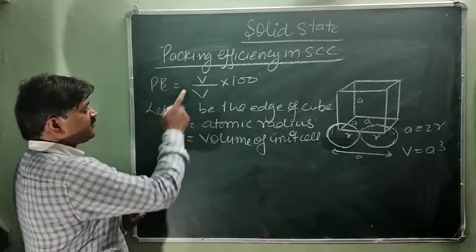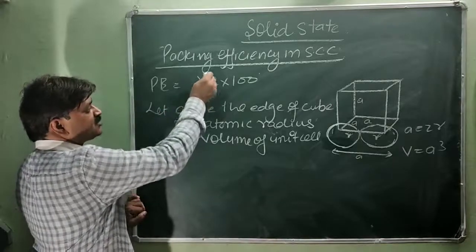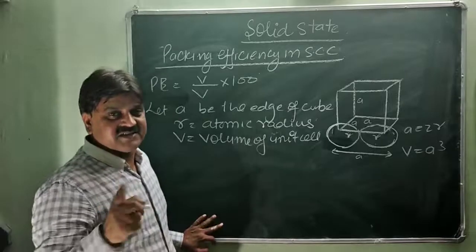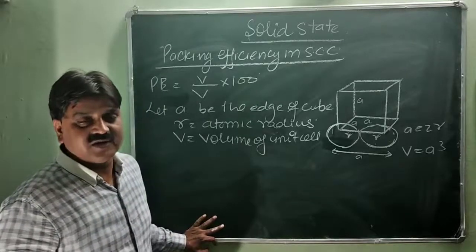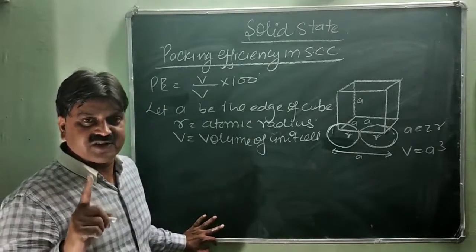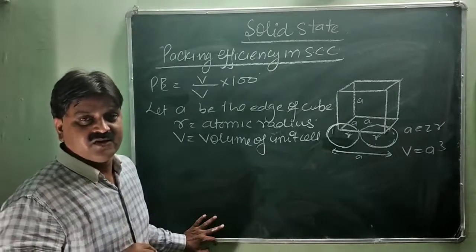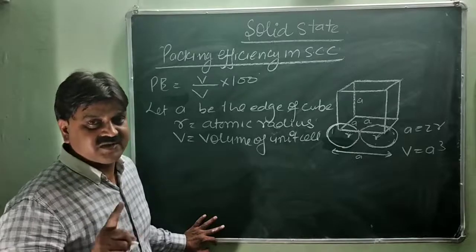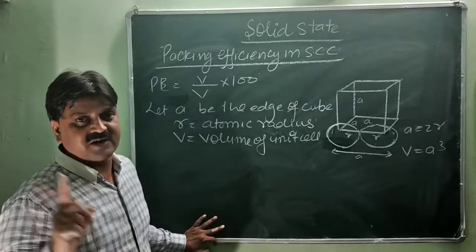Now, in case of SCC, first of all, we will put the value of small v. What is the number of atoms in SCC per unit cell? You know that the number of atoms per unit cell in SCC is 1. And we are considering here that the atom is a sphere. So, what is the volume of a sphere? This is 4 by 3 pi r cube.